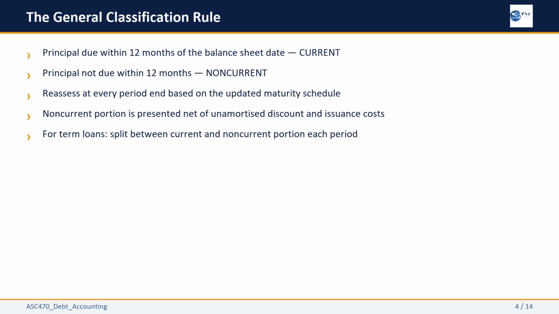The foundational rule is straightforward. Any principal due within 12 months of the balance sheet date is classified as current. Everything else is non-current. For a simple term loan with scheduled principal payments, you split the balance at every reporting date. The upcoming 12 months of principal goes into current liabilities. The rest stays in non-current. The non-current portion is presented net of unamortized discount and issuance costs. This sounds simple, but the complications come from two scenarios: covenant violations and refinancing. That is where the real judgment lives.